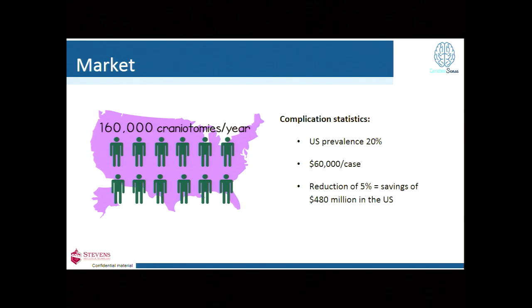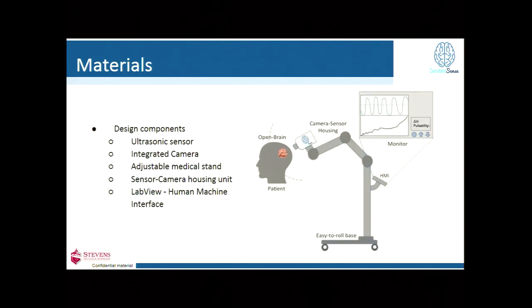So every year, there are over 160,000 craniotomies, and 20% of these result in some type of complication. And each complication costs approximately $60,000 per year to treat. So if we could reduce those complications by a little more than 5%, we could save the US markets $480 million per year. So now that you know a little bit about the problem, let's talk about the solution.